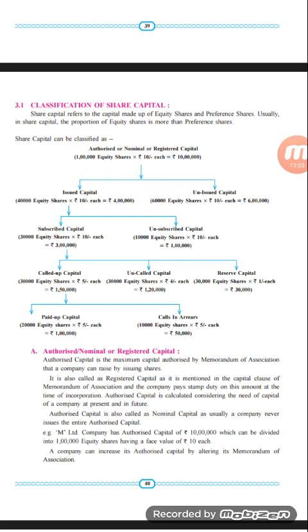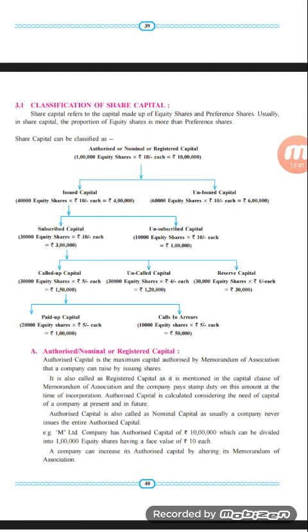In called up capital also, the investor may not be in a position to pay all the amount that the company has called. There is a possibility that some investors may not have paid the called up capital, whereas some investors have paid it. So here again there is a bifurcation in the called up capital. The first is paid up capital, and the second is calls in arrears.